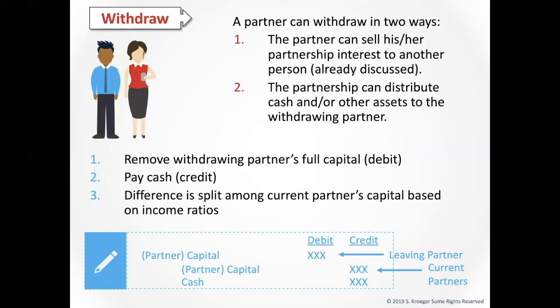So we're kind of going to follow this example here where the partner that's leaving gets the debit and the partners that are staying on will get a credit, showing that their accounts are increasing by that extra amount that the old partner is losing. We'll do an example to illustrate this.